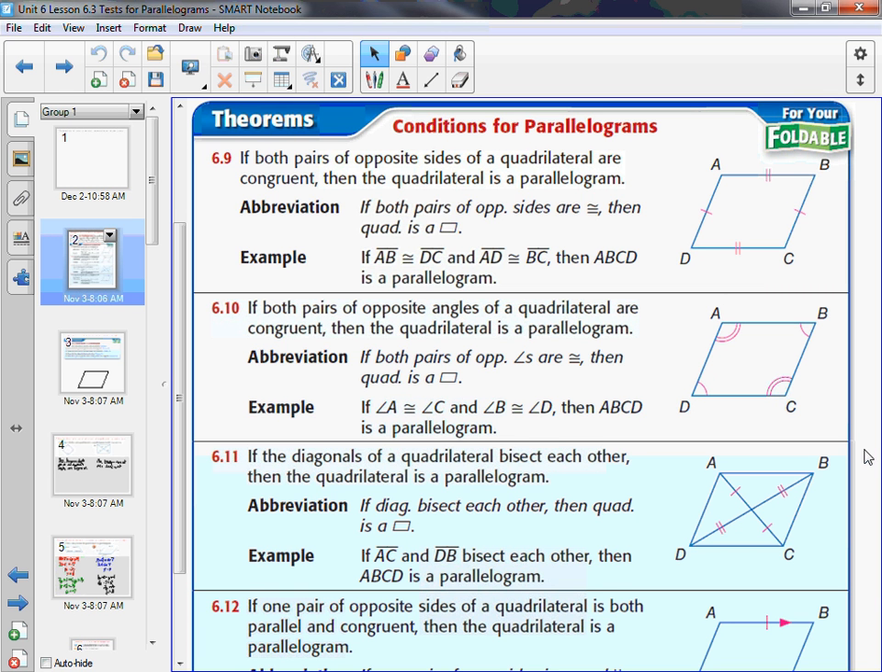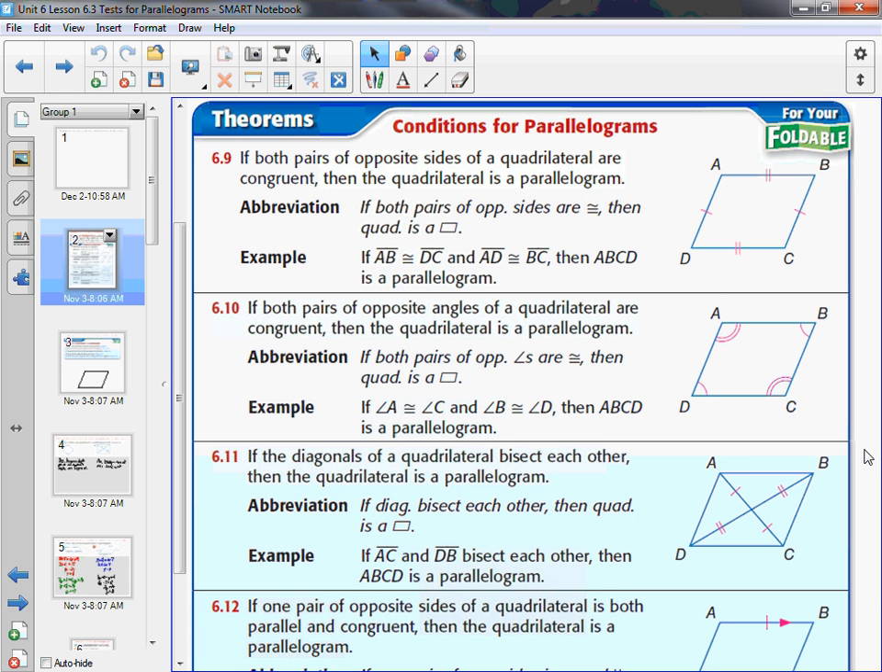So then the next one, if both pairs of opposite angles of a quadrilateral are congruent, then the quadrilateral is a parallelogram. If the diagonals of a quadrilateral bisect each other, then the quadrilateral is a parallelogram. So all of these are converses. So we've got four good ways already to prove that a figure is a parallelogram. If both pairs of opposite sides are parallel, that does it. If both pairs of opposite sides are congruent, that does it. If both pairs of opposite angles are congruent, that will prove that it's a parallelogram. And if the diagonals bisect each other, that proves the quadrilateral is a parallelogram. And all four of those methods are converses of what we already knew.